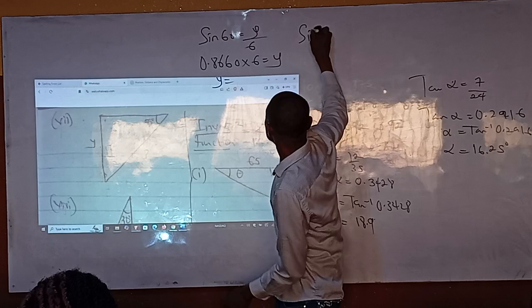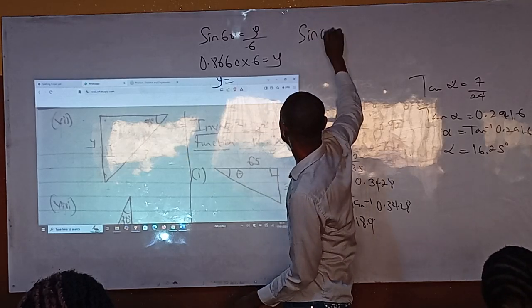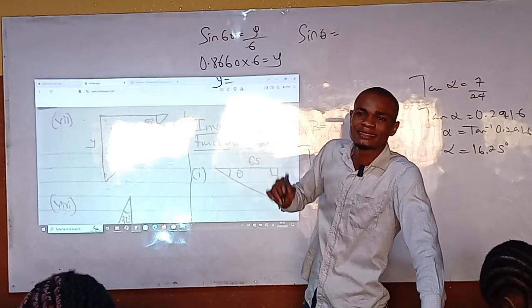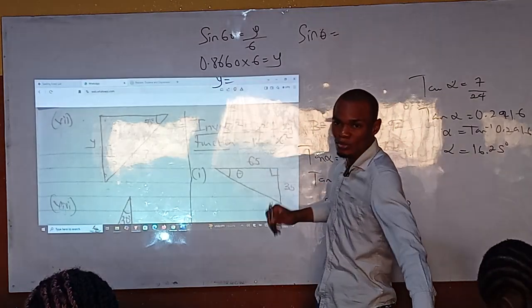Because sine theta. Can you see more reason why you have to be here by 7:30? There's someone that is always consistent. Always here at 7:30.